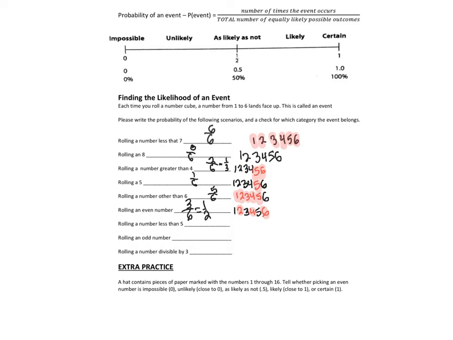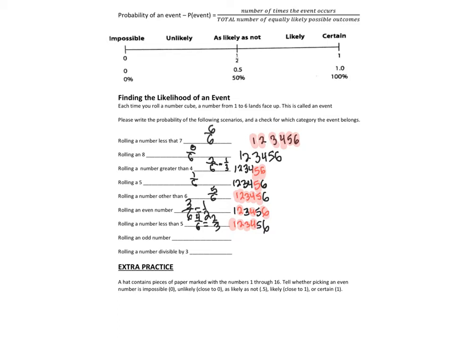Moving on to the next one, rolling a number less than 5. Gonna highlight my options that are available. Less than 5. So that's 4, 3, 2, 1. So that is 4 outcomes out of 6, which can reduce down to 2/3.